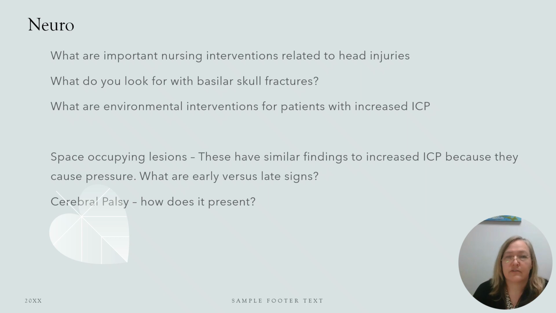We also covered cerebral palsy in the neuro chapter. So how does that present? What does it look like? There's a couple different types of cerebral palsy, so be able to differentiate the presentations.